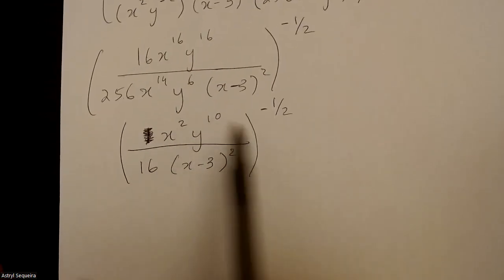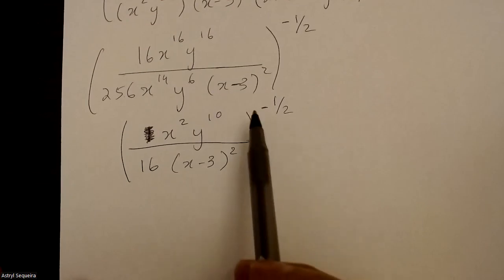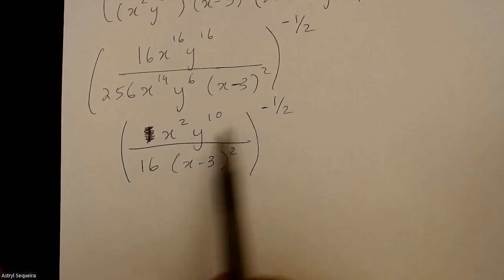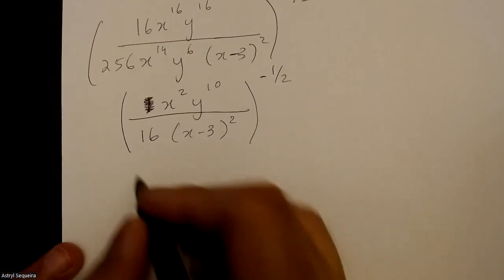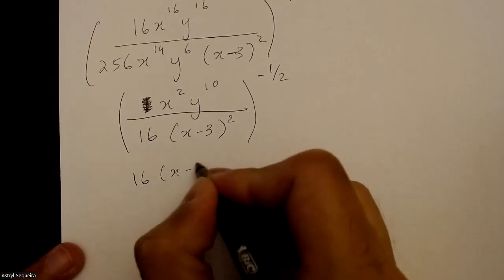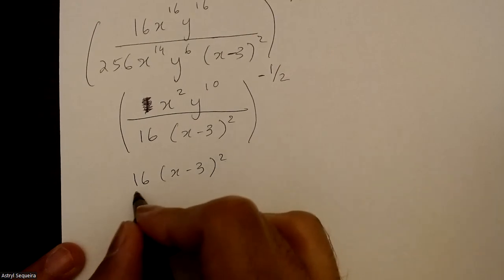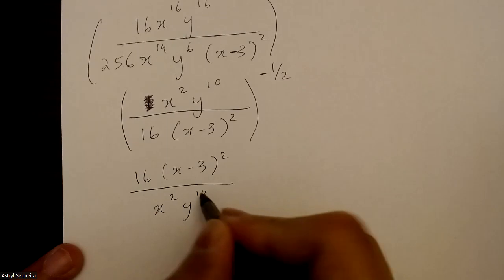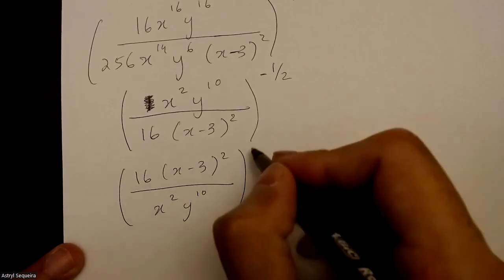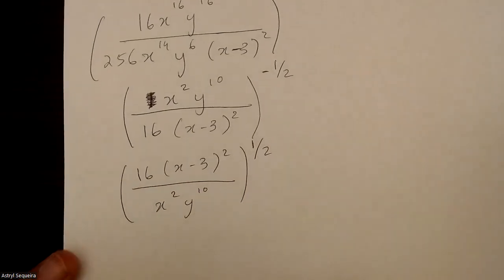Now that the inside is perfectly simplified, you want to get rid of the negative exponent. So I'm going to flip this upside down and turn this into a positive exponent. So I have 16 times (x minus 3) squared divided by x squared y^10. And now the exponent out here will be positive 1 over 2.